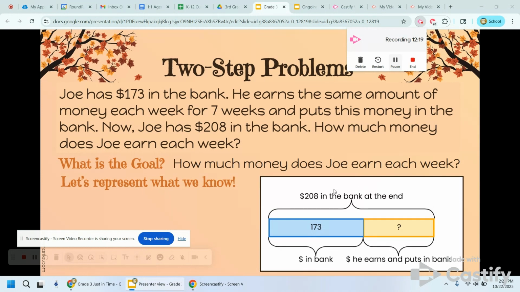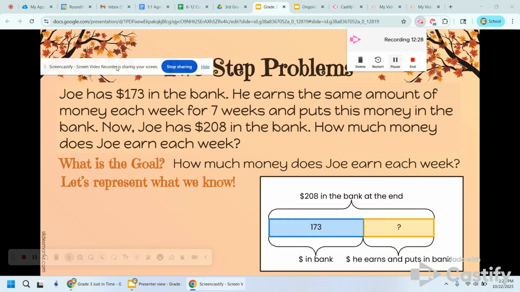So we do know the total. He ends up with $208 at the end. We do know how much he started with, which is the $173. What we don't know is how much he puts in the bank. So looking at this problem, what could I do to solve for the unknown? Well, I could take my total of $208, subtract the $173, and that leaves this part being $35.